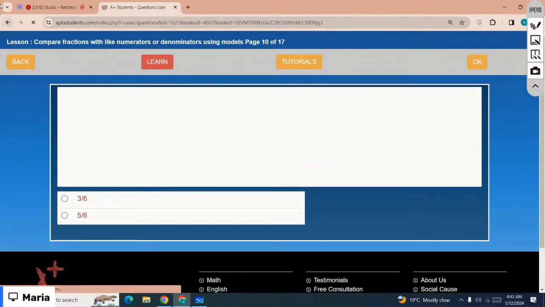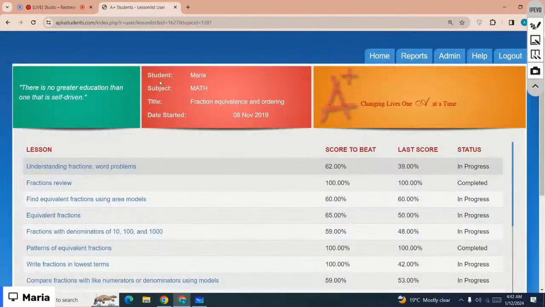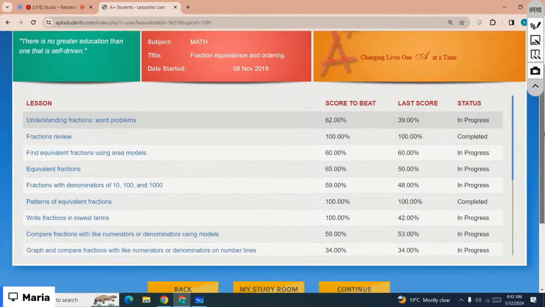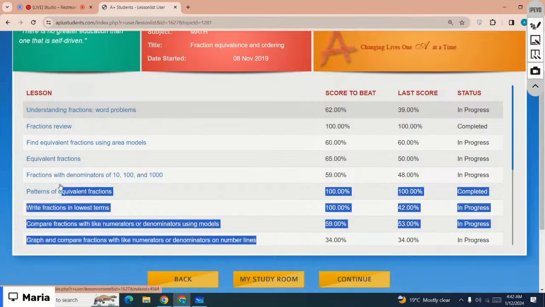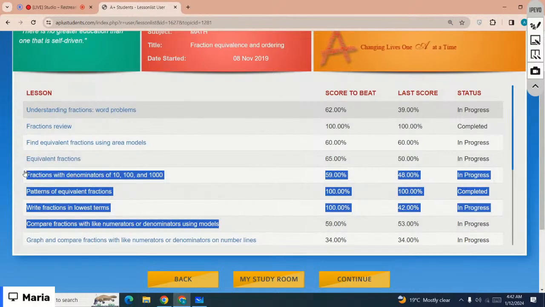Okay, you can complete the lesson by yourself later today. So we are working on grade 4 math. The chapter we were working on is fractions, equivalence and ordering. The lessons we have covered today are patterns with denominators 10, 100 and 1000, patterns of equivalent fractions, write fractions in lowest terms, and compare fractions with like numerators or denominators using models, right?